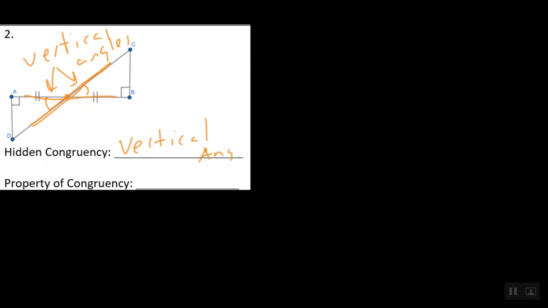Okay, now what's our property of congruence? Well, once again, you look at all of your information. This little box right here indicates a right angle, and a right angle is congruent to a right angle. So we have an angle. These two tick marks indicate a side, and here we know that we have our vertical angles. So these two triangles are congruent by angle, side, angle. All right, let's go to one more because this one is very tricky.